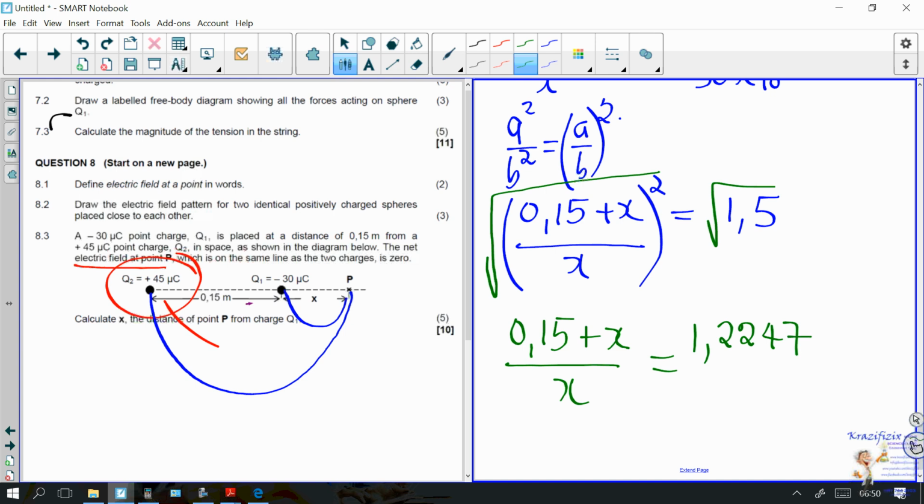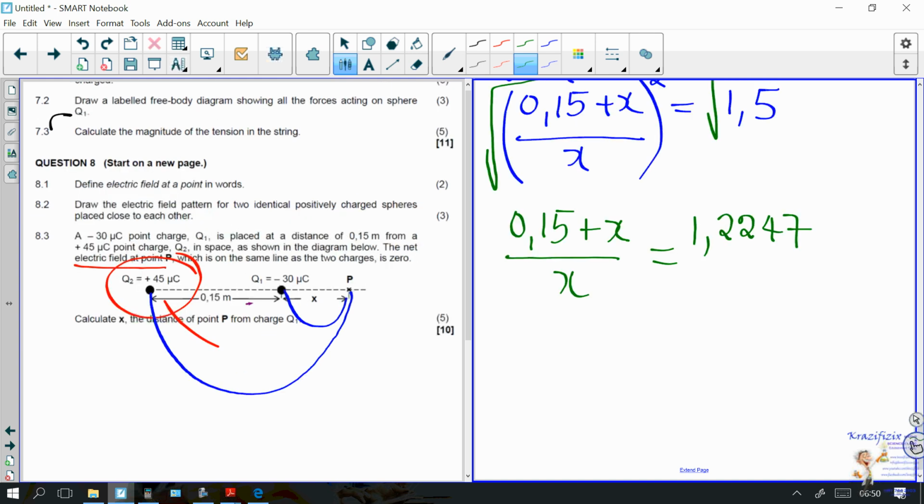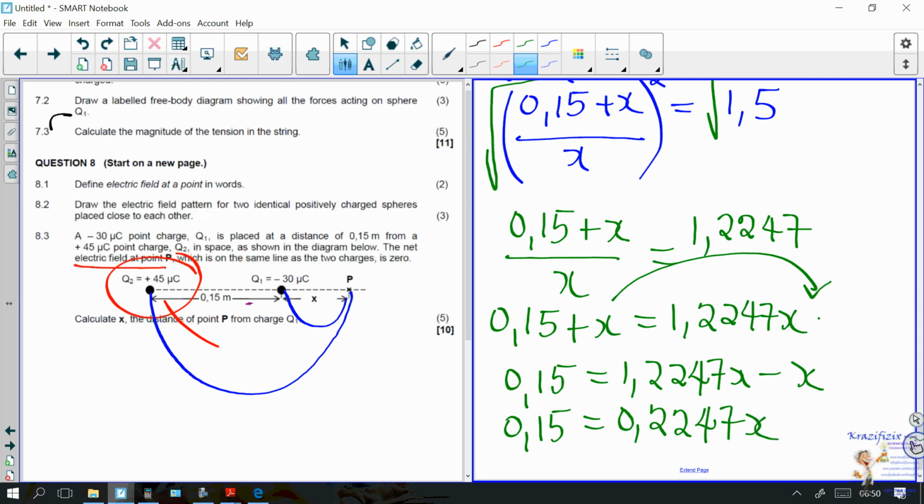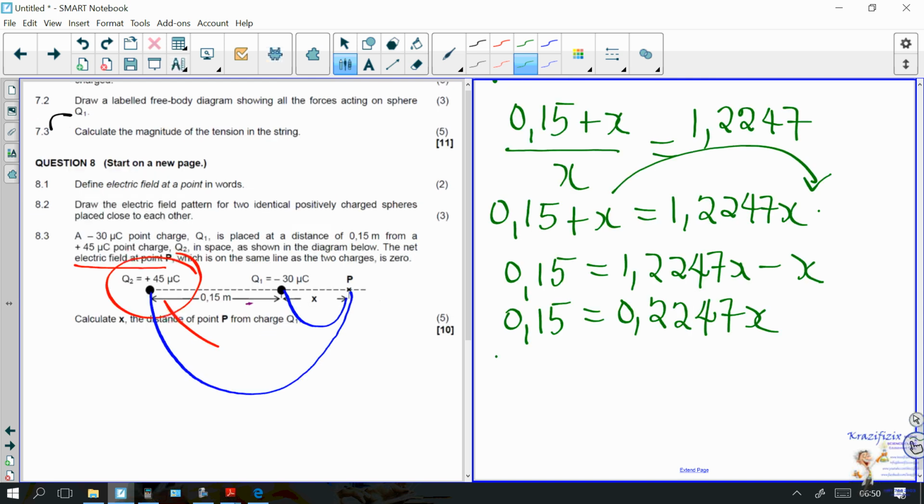What do we do? We cross multiply. 0.15 plus x equals 1.2247x. Can we now move this over to that side? 0.15 equals 1.2247x minus 1x. So that gives me 0.15 equals 0.2247x. And therefore, what do we do? We divide both sides by 0.2247.